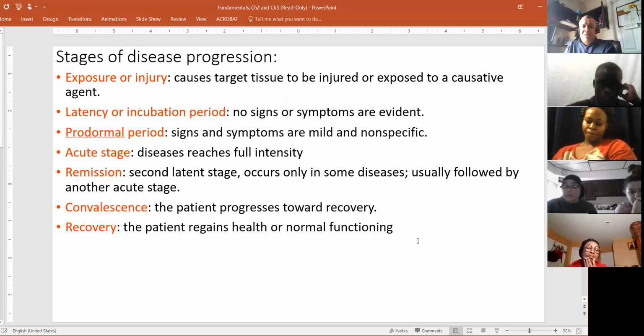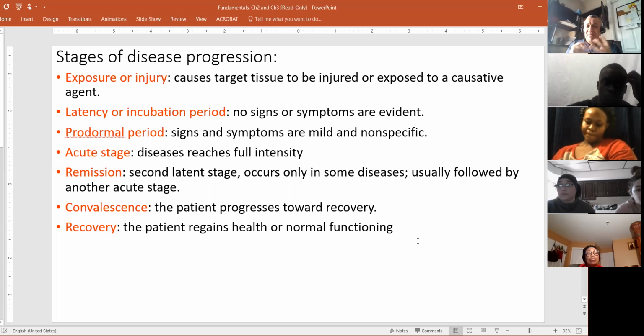It doesn't apply to all diseases, but the stage of disease progression starts from the exposure or injury. Either you're exposed to, let's say, a microorganism, or an injury has resulted from a traumatic injury. And some diseases, like infectious diseases, have an incubation period or latency period. We have prodromal and then acute, but then remission, convalescence, then recovery. It doesn't mean that all diseases should follow this specific format, but most of the diseases do.